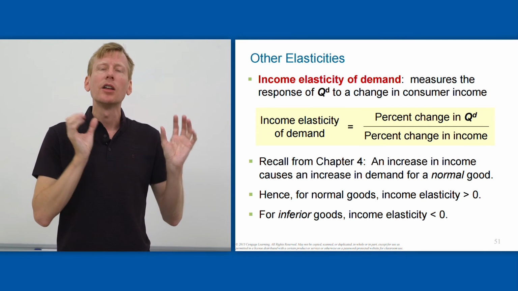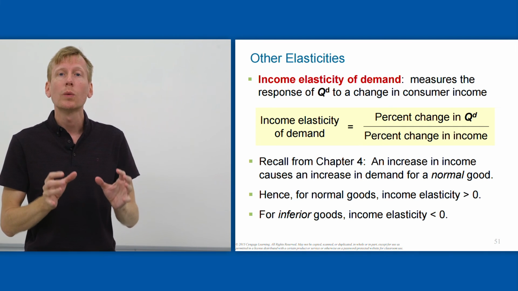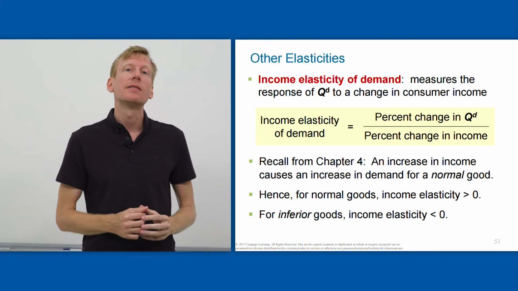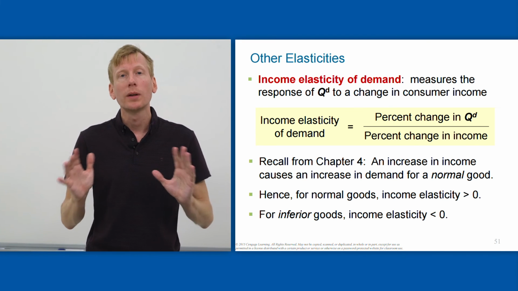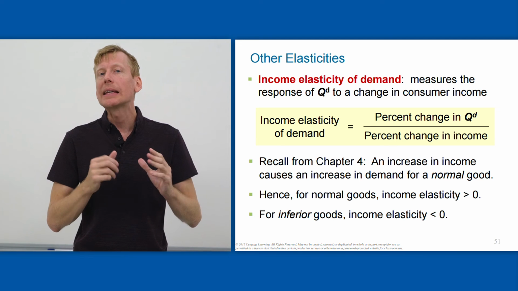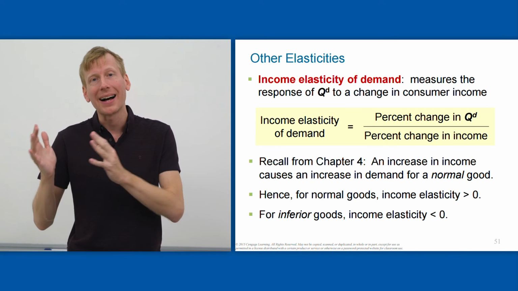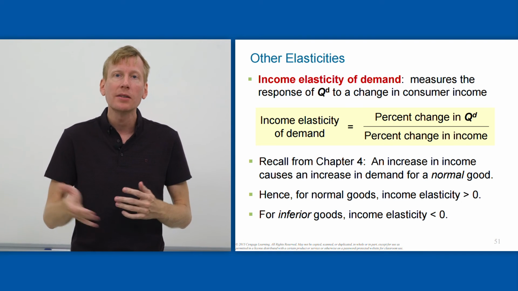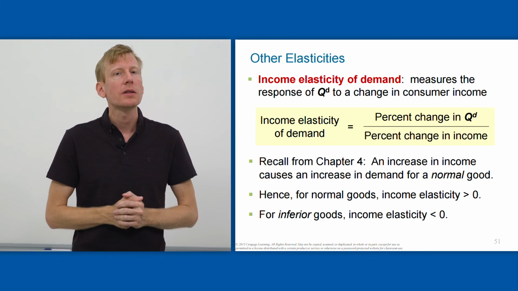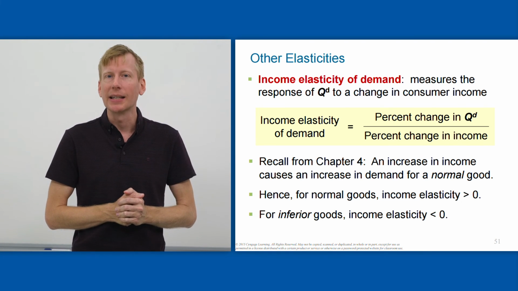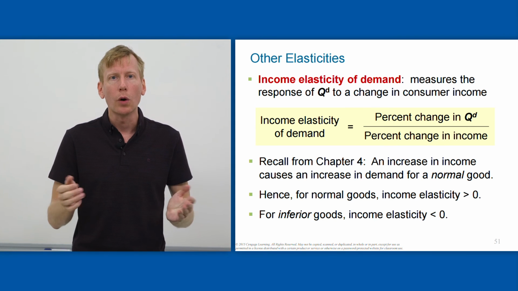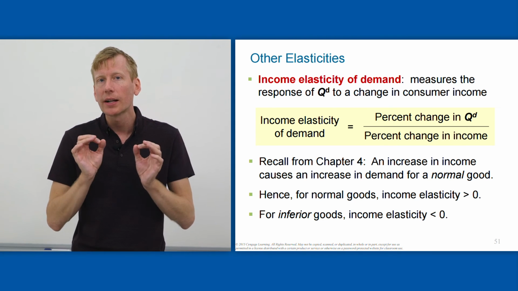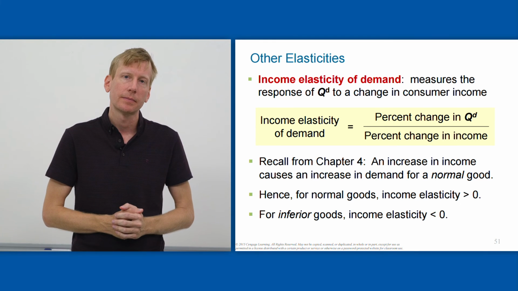Now, whereas the own price elasticity of demand is always negative, so we ignore that fact, the own price elasticity of supply is always positive, so we ignore that fact. The income elasticity of demand can be positive or negative, in addition to being large or being small. So we don't just describe the income elasticity as being high or low, or as being elastic or inelastic, but critically as positive or negative.